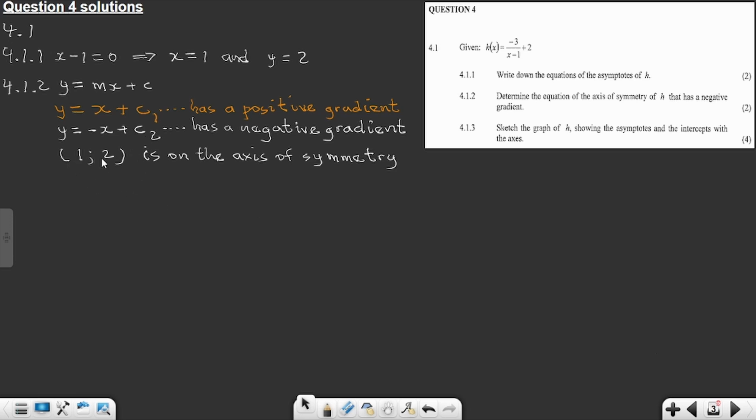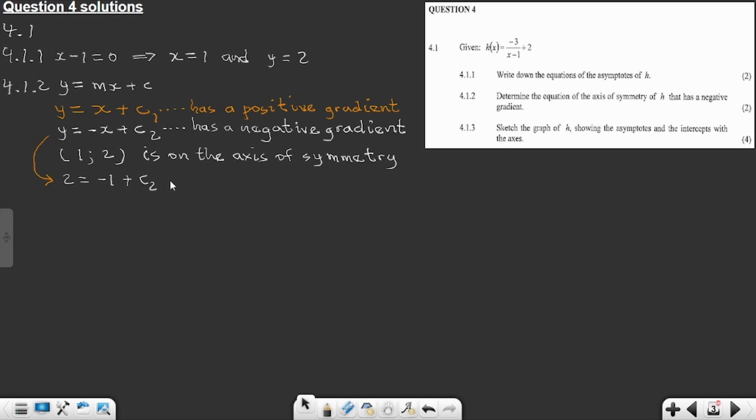Now we have this point. The point is on the axis of symmetry. We need to determine the equation of the axis of symmetry of h that has got a negative gradient. So we're going to use this one, the one with negative gradient. What is your y? Your y is 2. You know the second coordinate is y and the first coordinate is x. So 2 is equal to negative x. What is your x? It is 1, the first coordinate. So 2 = -1 + C2.